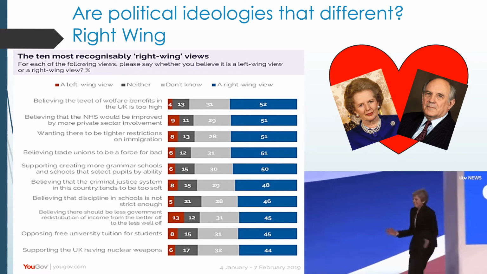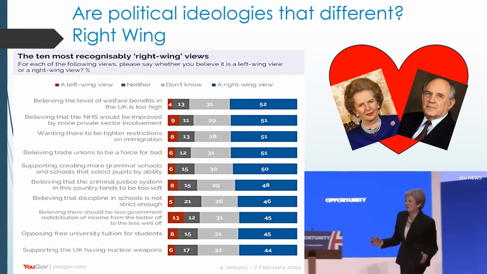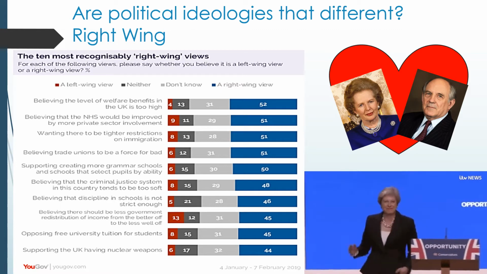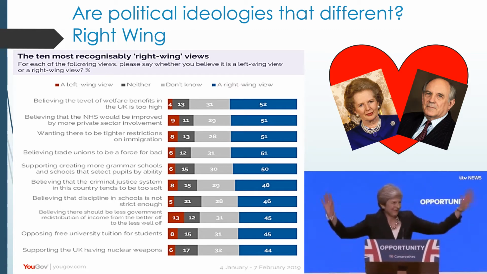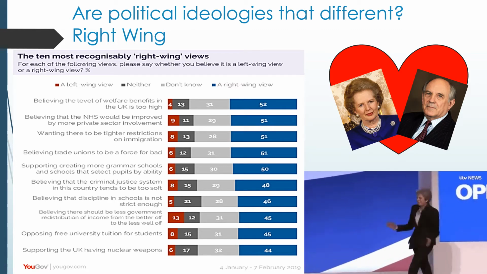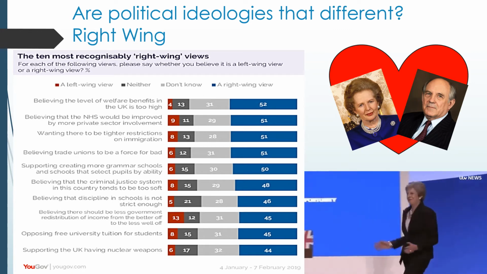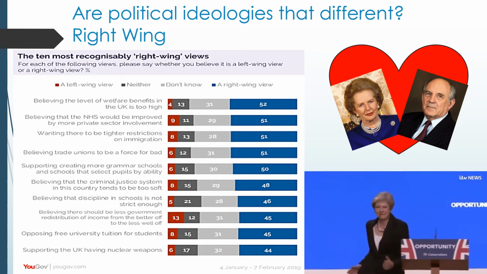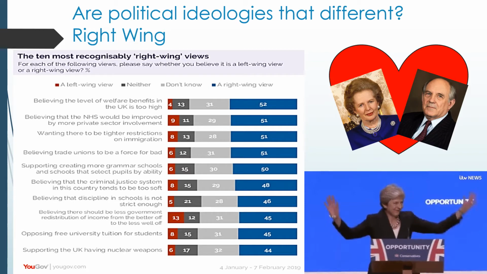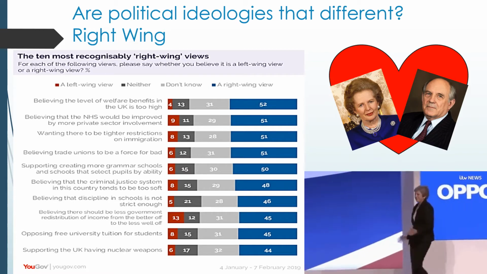Support the UK having nuclear weapons. School is not strict enough. There's too much immigration. Crime is too high and needs to be tough. Now, Conservative parties like that of Margaret Thatcher are heavily influenced by new right thinkers. So Charles Murray heavily influenced the work of Margaret Thatcher.